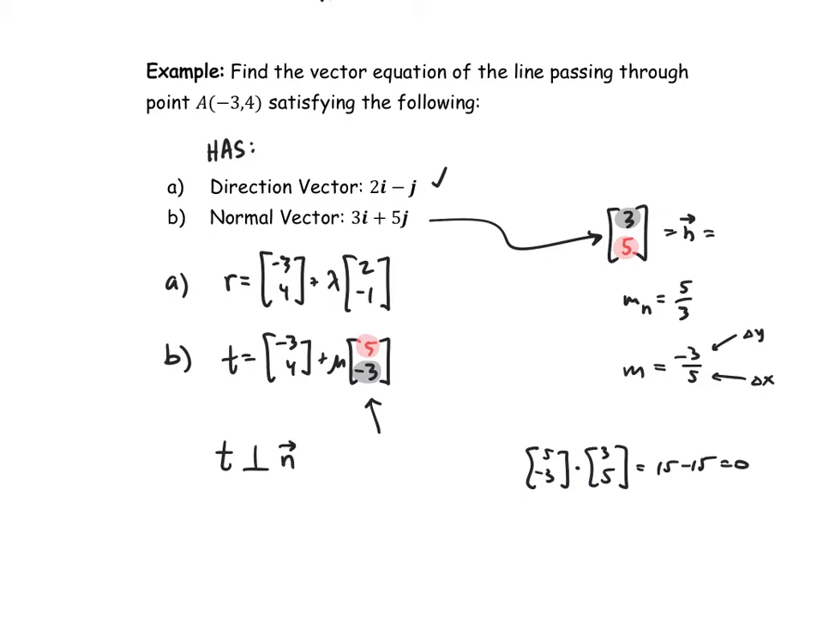And I could have called this normal vector whatever I wanted to. I could have called it q, whatever. But I chose to call it the normal vector. And I should say it's the normal vector to t. Okay, let's look at another example.